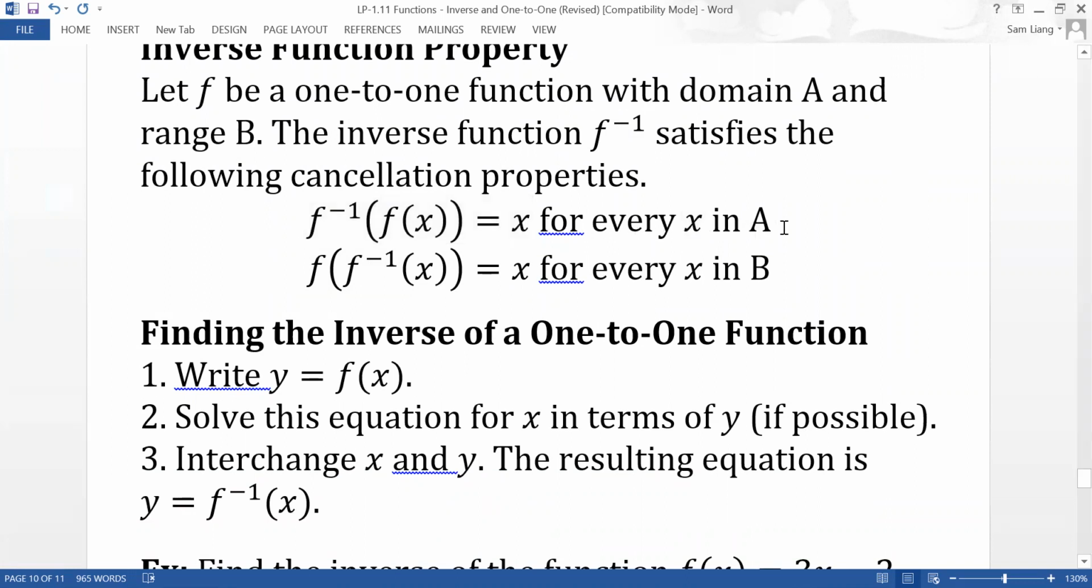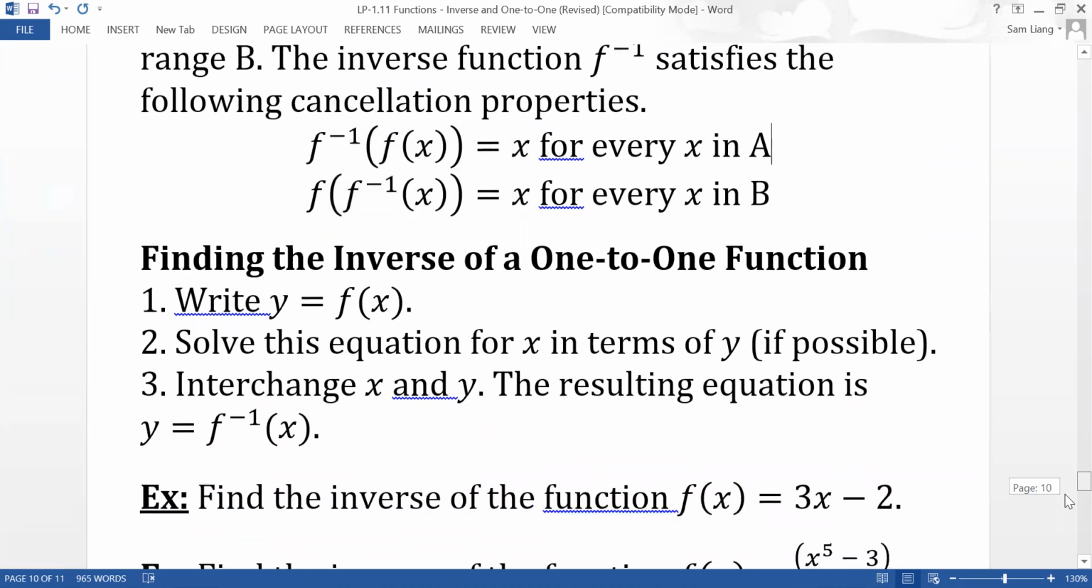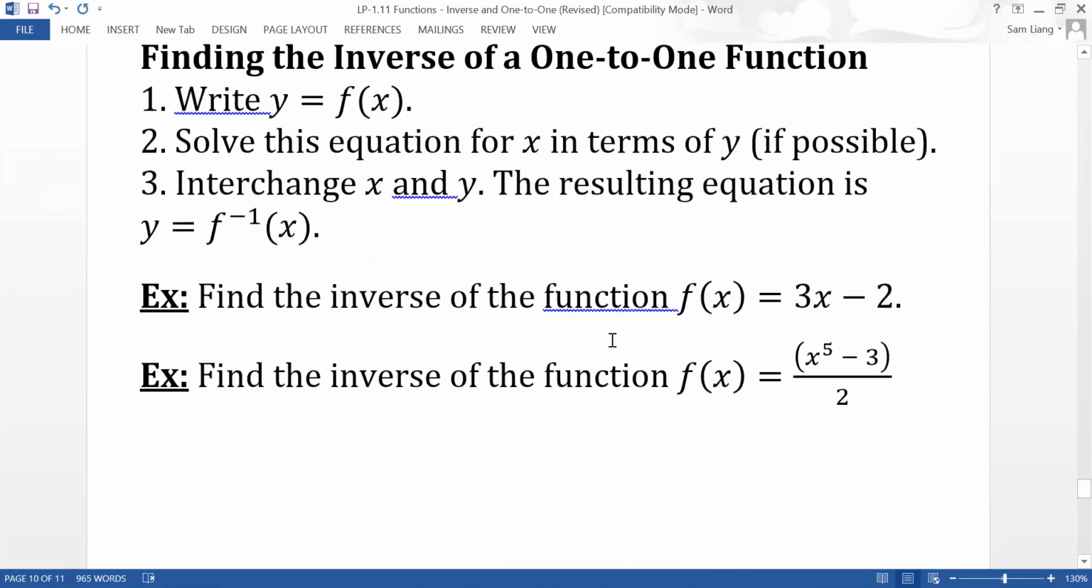If you need to copy that, please pause the video here. Otherwise, I'll be moving on to the procedure for finding the inverse. So here's the procedure. In the last few minutes, we talked about the properties of inverse functions. But here's how we actually find it, right?